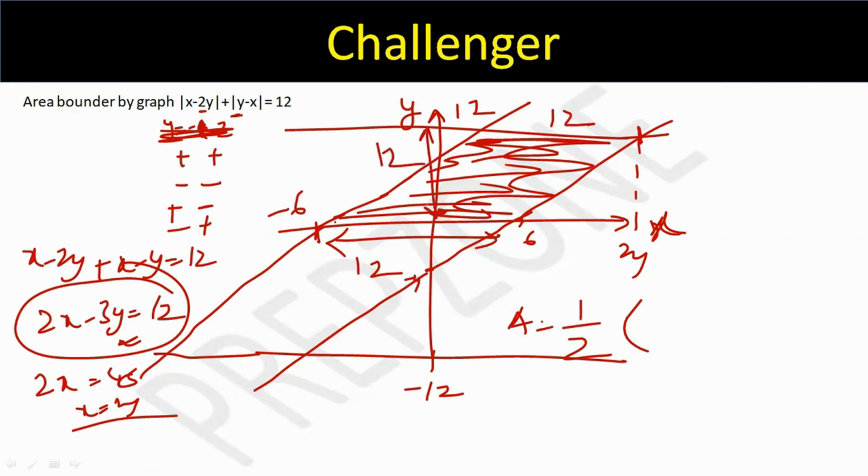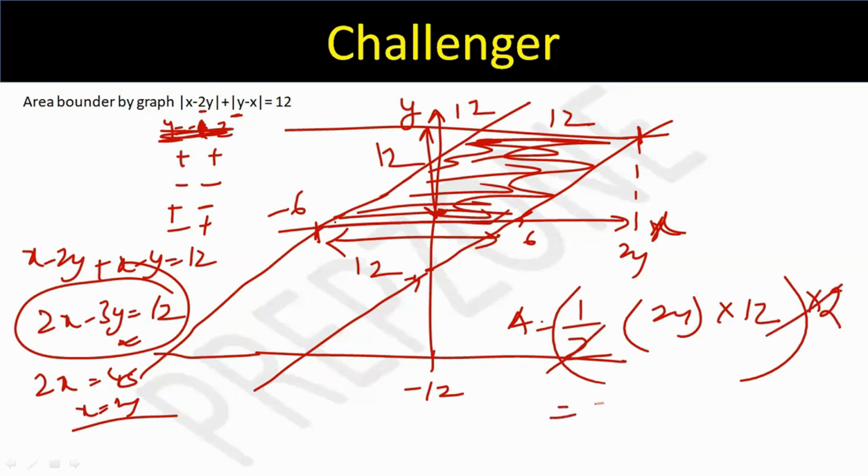So half into (a plus b). 12 plus 12 is 24. Into height. Height is 12. Right? And then you just multiply this entire thing by 2, because the area is essentially double of this. So this is what? 240 plus 48. The answer has to be 288.